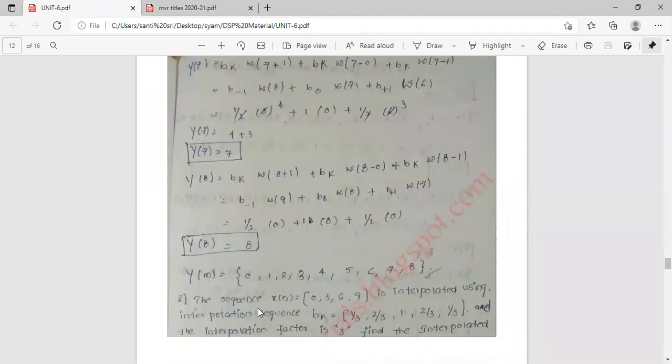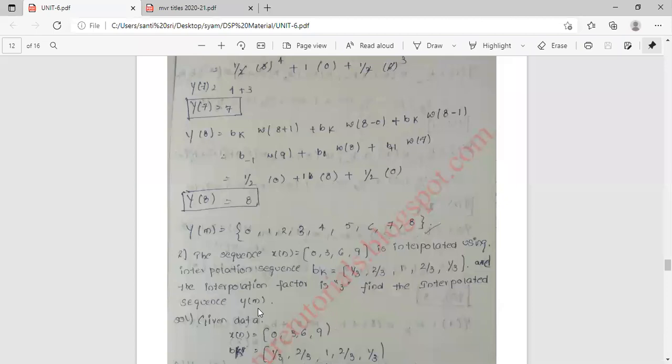In the same manner, the second problem is also given. The sequence x of n is given as 0, 3, 6, 9, interpolated using interpolation sequence bk equal to 1 by 3, 2 by 3, 1, 2 by 3, 1 by 3, and the interpolation factor is 3. Find the interpolated sequence y of m. Right, here L is given as 3. So how many zeros we have? 3 minus 1, that is 2 zeros.